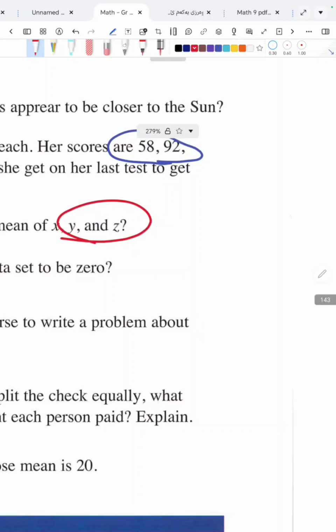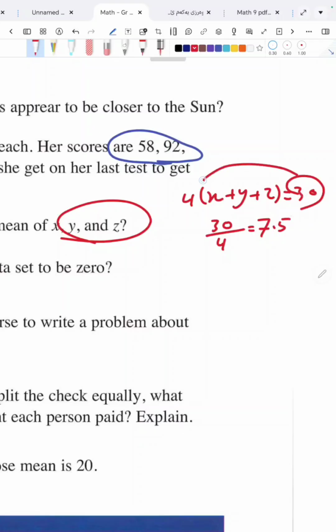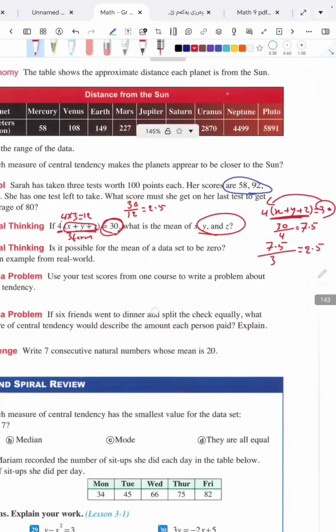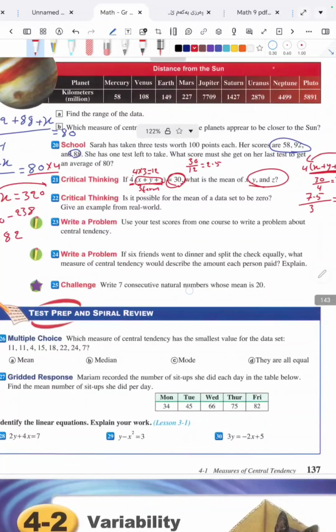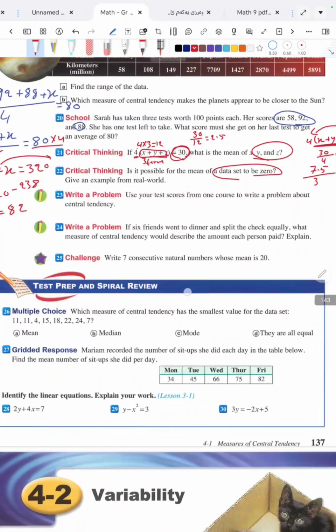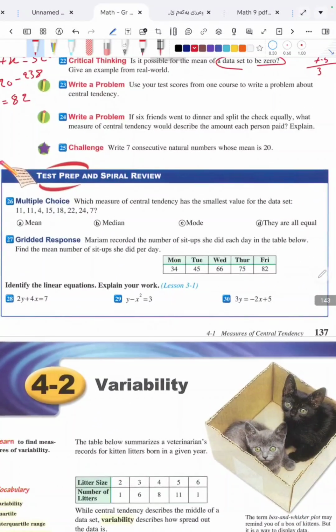Otherwise, the second way: you have 4 times (x plus y plus z) equals 30. So 30 divided by 4 equals 7.5. And as you can see, there are 3 terms, so we say 7.5 divided by 3, which equals 2.5. So there are 2 ways to solve this question. Then, is it possible for the mean of the data set to be 0? Yes, why not?